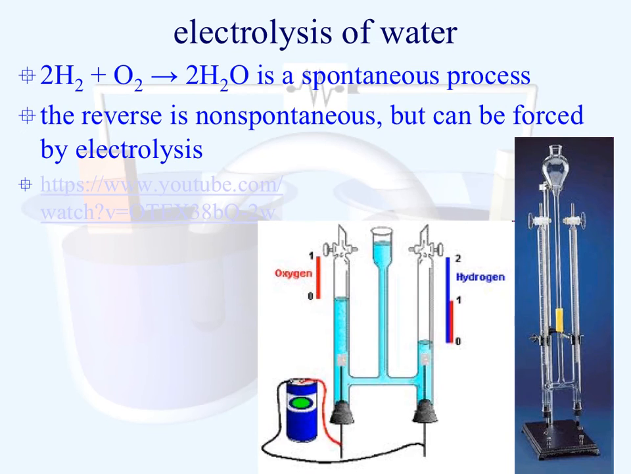A big one to look at with respect to electrolysis is the electrolysis of water. We take electrical energy and run it through water. When we do that, we're able to reverse the spontaneous formation of water from H2 and O2. We run that electrical current through the water, and it splits hydrogen and oxygen from the H2O molecule. So we're reversing this process.